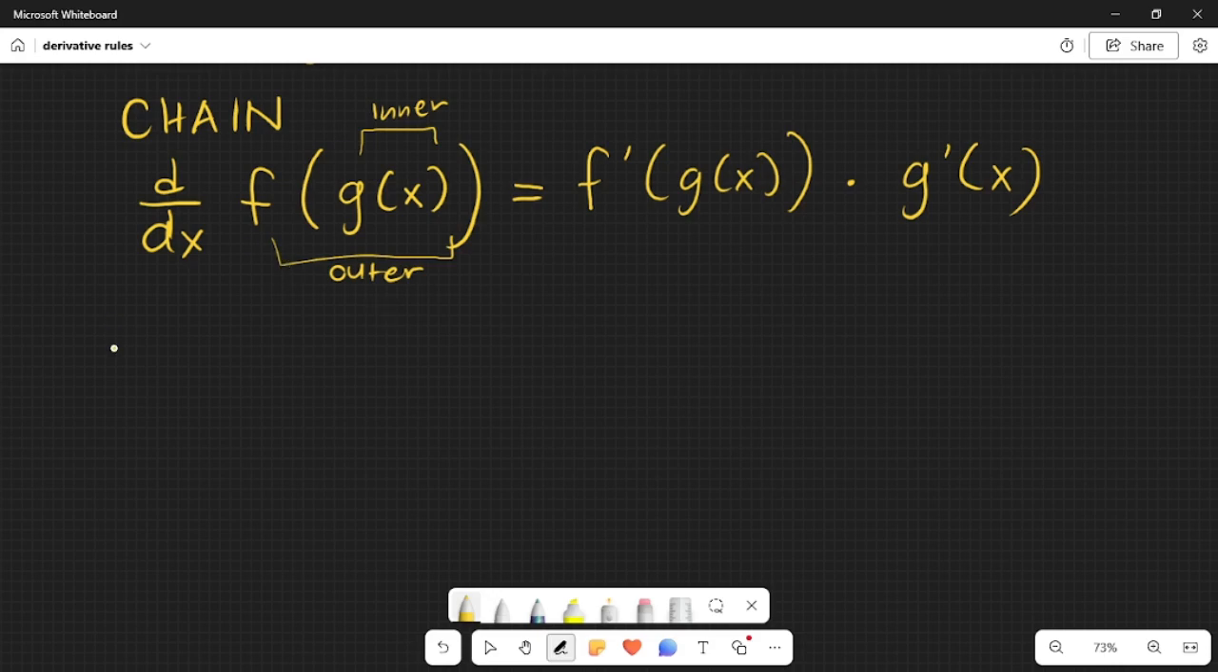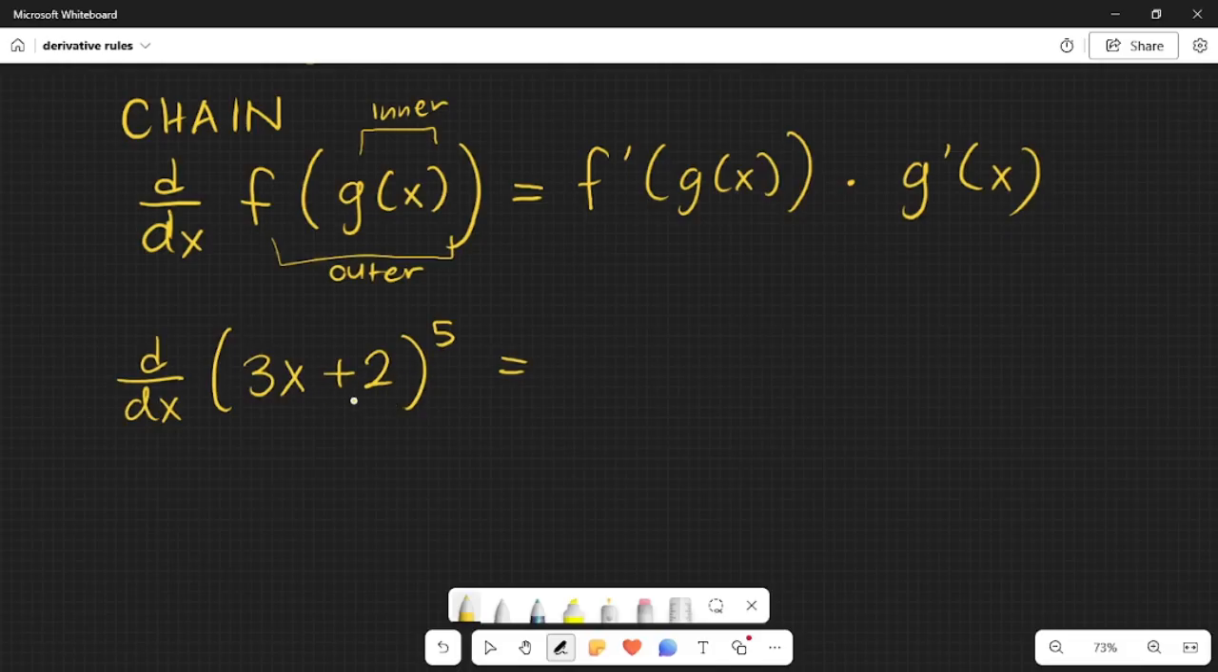An example of this would be the derivative with respect to x of 3x plus 2 raised to the 5th power. For this one, you're going to use the chain rule because you can't just multiply 3x plus 2 5 times. That would be so time consuming. So we're going to use the chain rule. How do you do the chain rule? We're going to treat the entire thing as a function. You're going to pretend that 3x plus 2 is a variable.